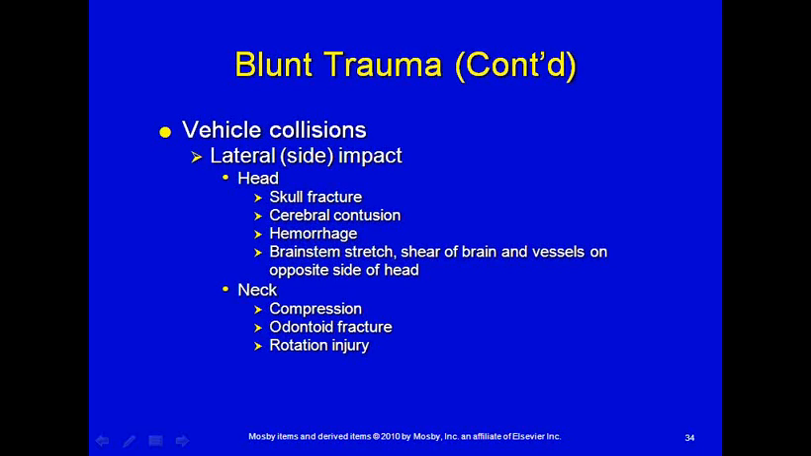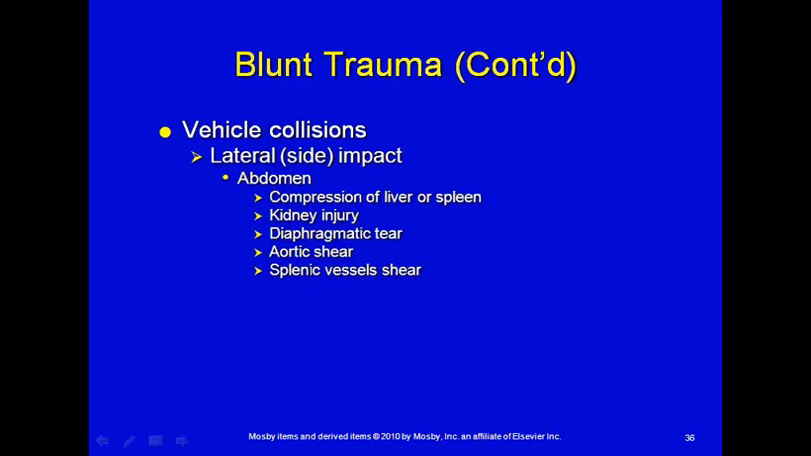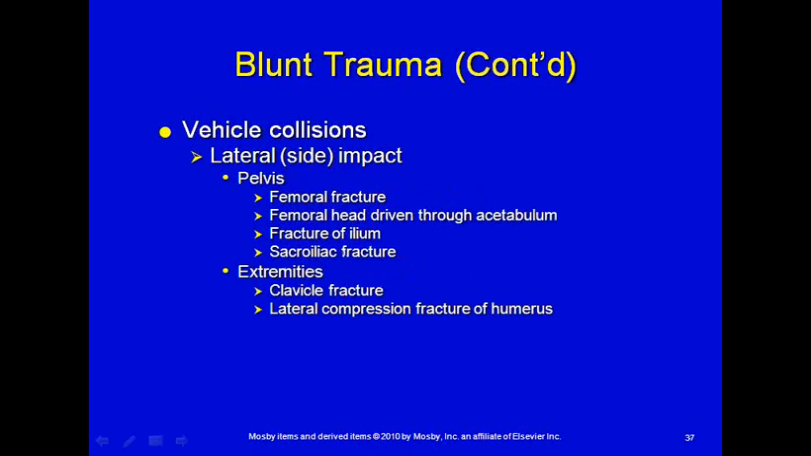And lateral side impacts doesn't take into account an unbelted occupant in the same seat, because then you get a double whammy there. You can have rib fractures on the side, pneumothorax, hemothorax, spleen or liver, depending on which side is impacted, thoracic vertebrae fractures, aortic shears, compression of the liver or spleen, kidney injuries, diaphragmatic tears, diaphragmatic herniations, all sort of vessel shears, pelvis, femur fractures, clavicle fractures.